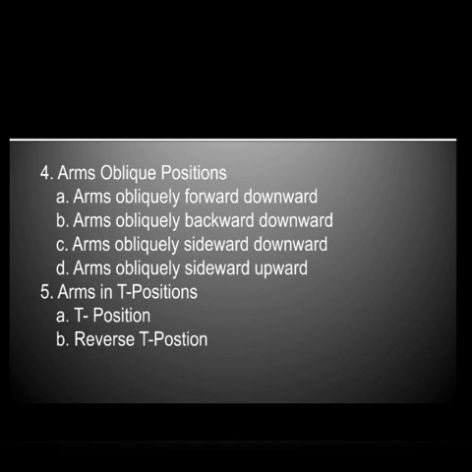Next, we have arms oblique positions. Arms obliquely forward, downward. Arms obliquely backward, downward. Arms obliquely sideward, backward, downward. And arms obliquely sideward, upward. Lastly, we have arms in T positions. We have T position and reverse T position.